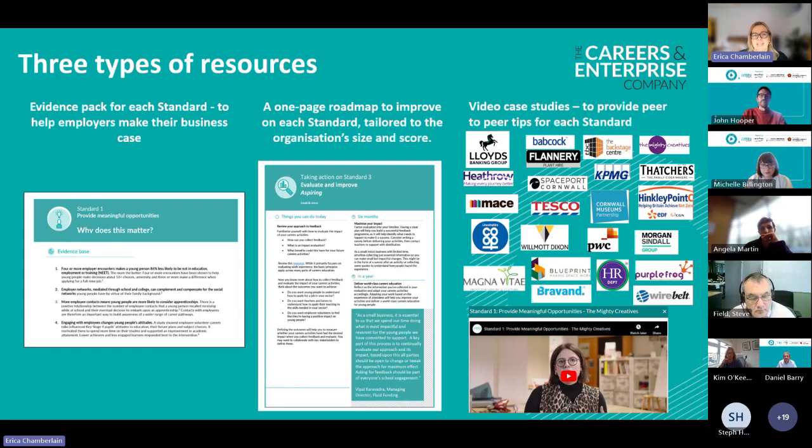You then just get a 1-page, and we tried to build this so it wasn't so overwhelming. So it's a 1-page roadmap so that you can make improvements on that standard. And that is tailored to something you could do today. So something really quick and easy, something you might want to think about in the next 6 months, and something you might want to think about over the next year. So really giving you some sort of easy steps you can do to make some improvements.